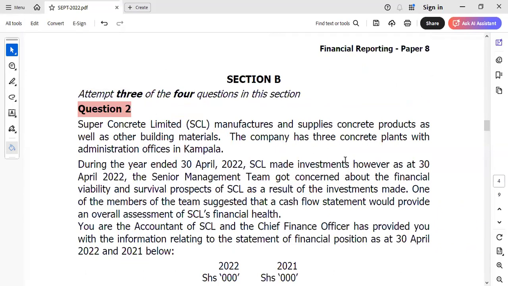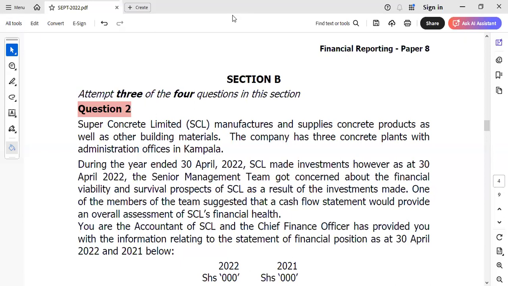They are telling us that SCL manufactures and supplies concrete products as well as building materials. The company has 3 concrete plants with administration offices in Kampala. So I don't want to waste time reading through.